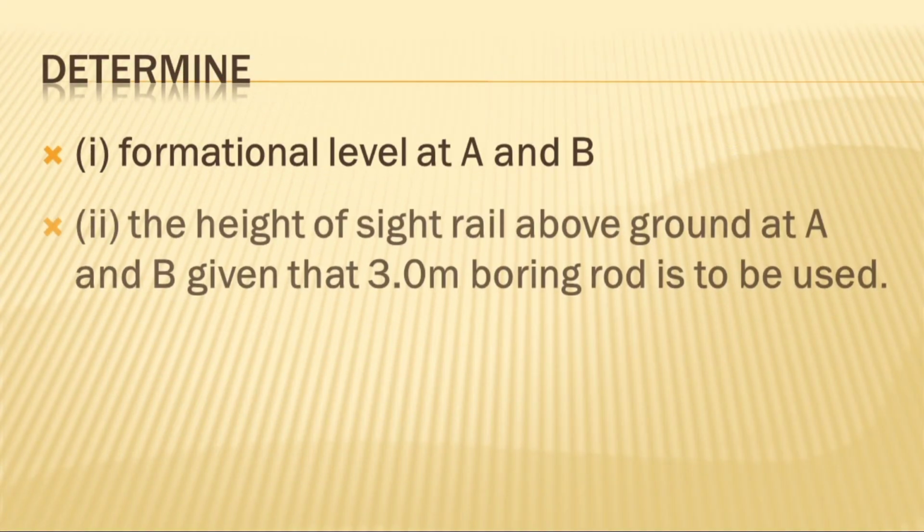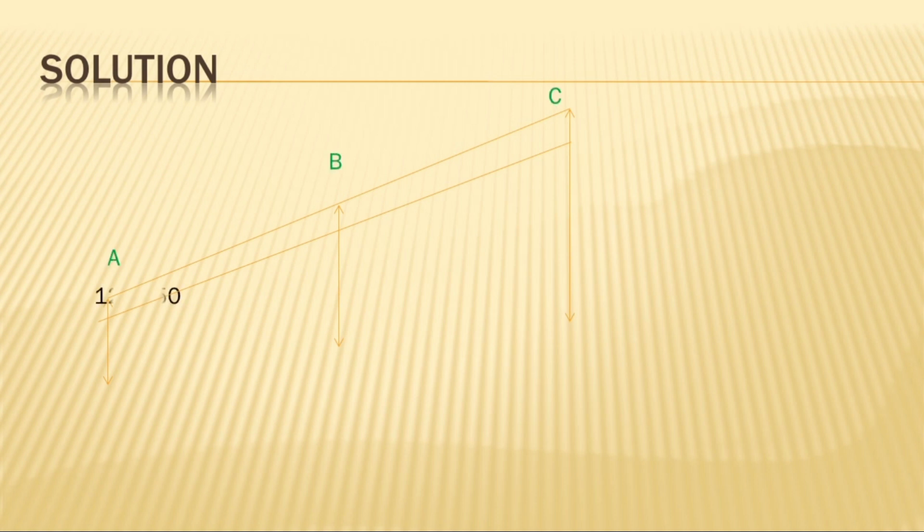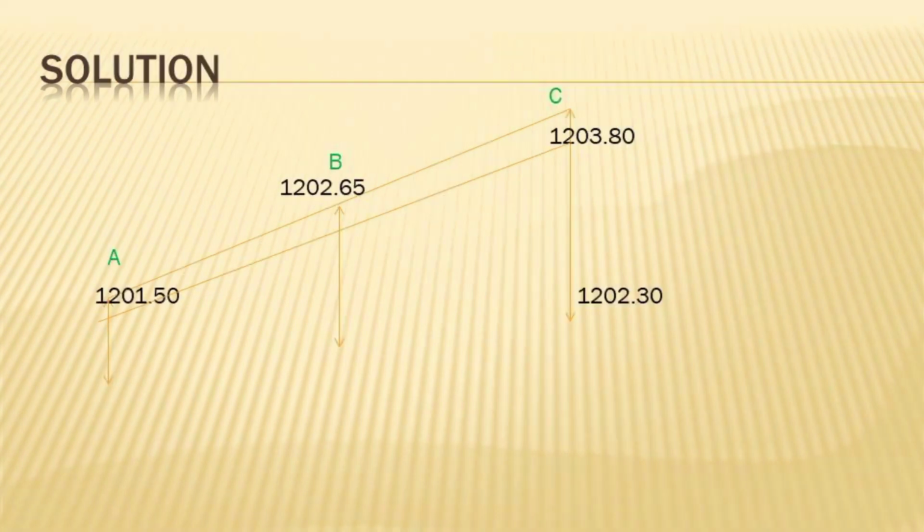Determine the formation level at A and B and the height of the site rail above ground at A and B, given that a 3.0 meter boning rod is to be used. So they need the height of the site rail above the ground at A and B. I think we can also calculate at C because we have not been given it.